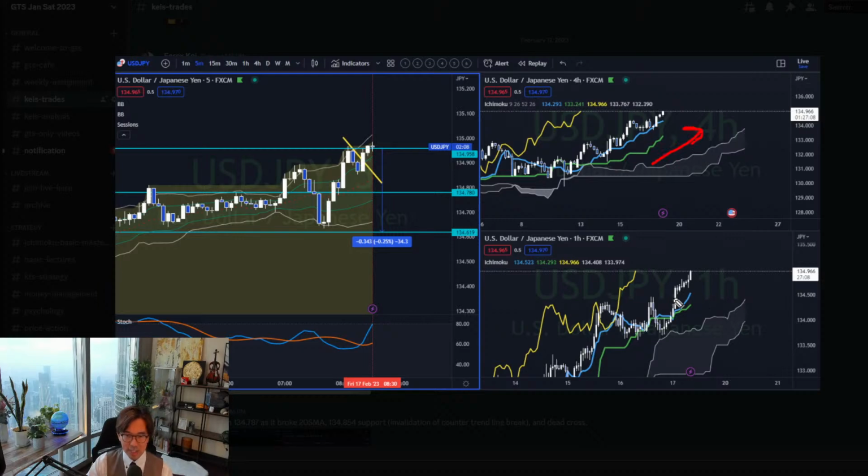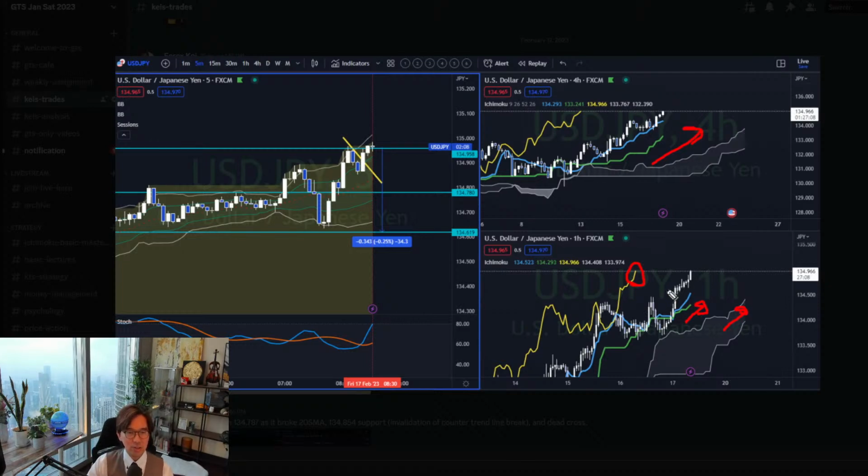And I was also watching 1 hour. 1 hour broke the previous doji and Kijun Sen up. And Kumo was up also. And Chikou span also above candles. So I could see buyers dominant in this market. And that's how I confirmed the uptrend.